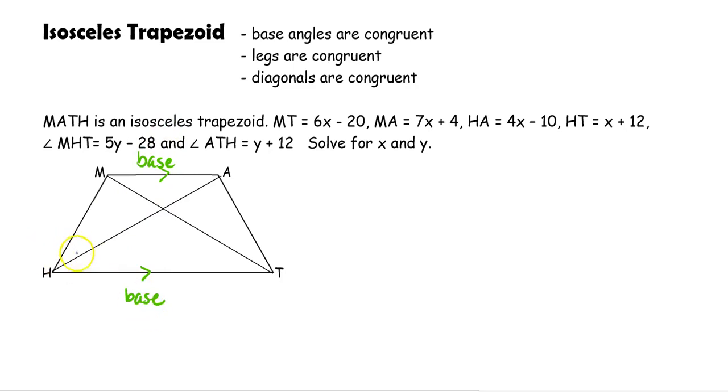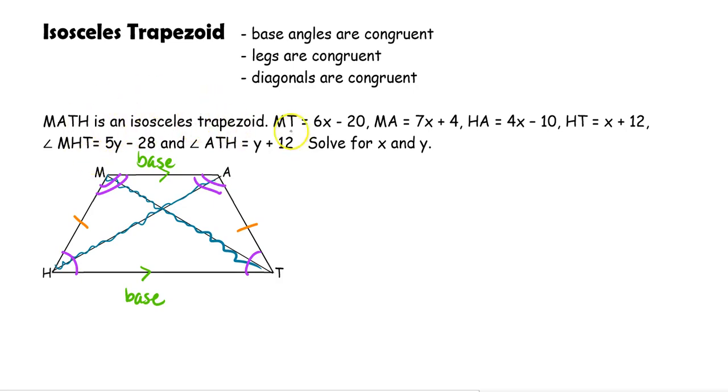Now, if this is the base and this is the base, that means that this is a base angle and this is a base angle. These two base angles are congruent to each other. This is a base angle and this is a base angle. Those two angles are going to be congruent to each other. The legs are going to be congruent. So MH is a leg, AT is a leg. Those two pieces are congruent to each other. And the diagonals are congruent, which means that MT has the same length as AH. So we're going to make sure that we apply all that information.